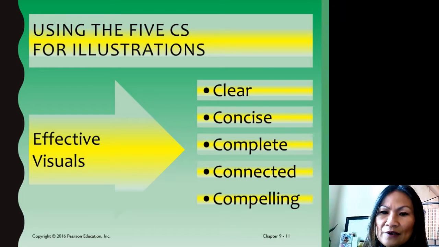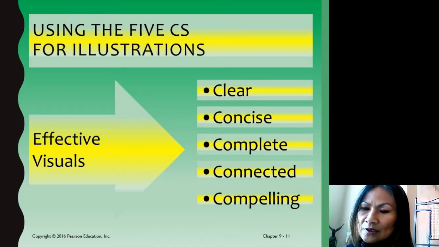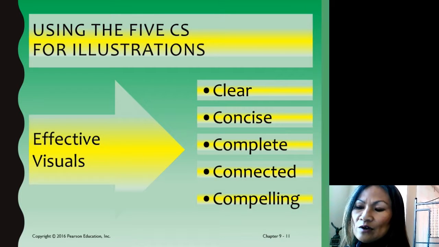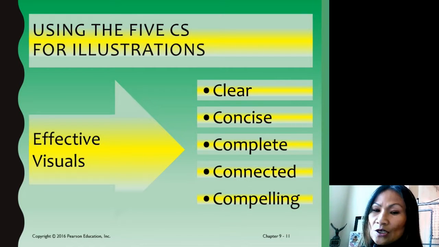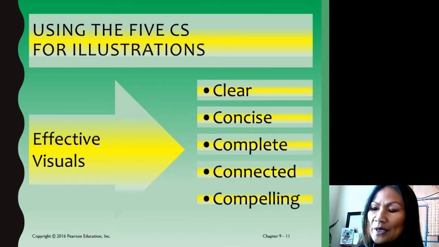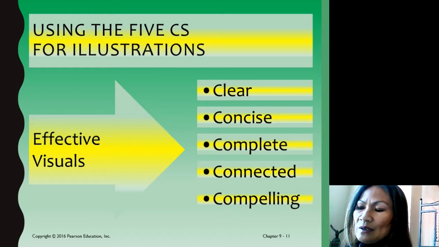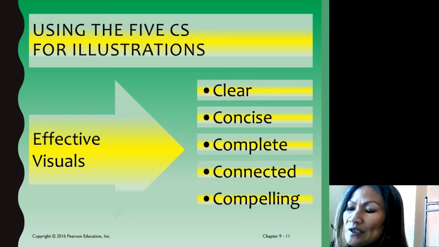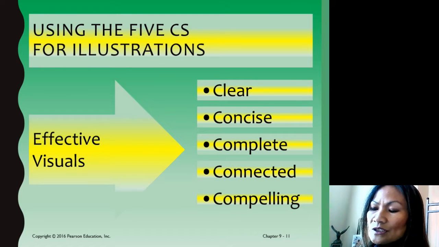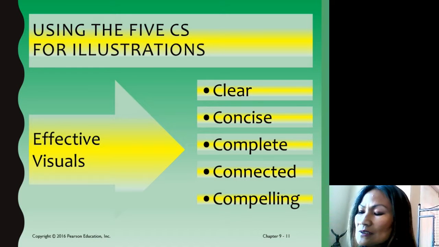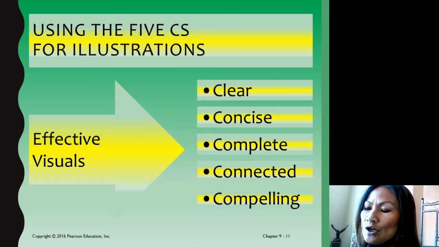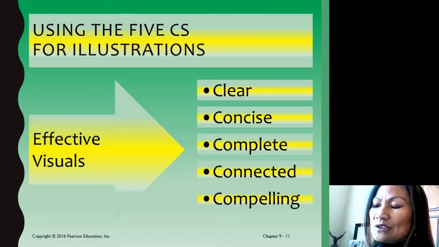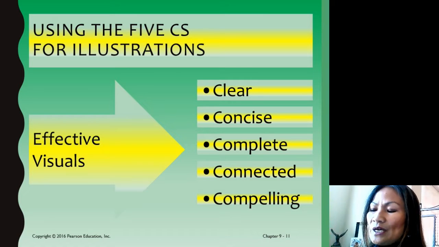Using the 5 C's for illustrations. For effective visuals, when you are deciding which points to present visually, think of the 5 C's: clear, concise, complete, connected, and compelling. Clear: the human mind is adept at processing visual information. If you are having difficulty conveying an idea in words, take a minute to brainstorm your visual possibilities. Concise: you have probably heard the phrase, "A picture is worth 1,000 words." If a particular section of your message seems to require extensive descriptions or explanations, perhaps you can find a way to convey the information visually.